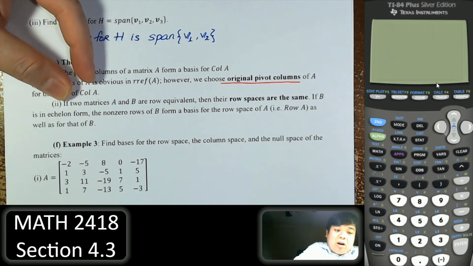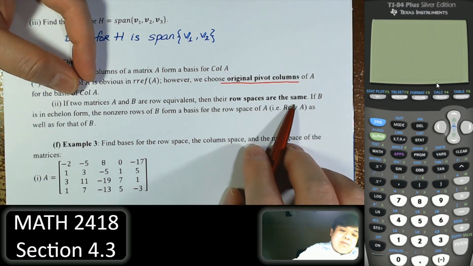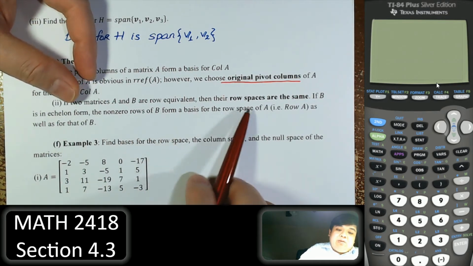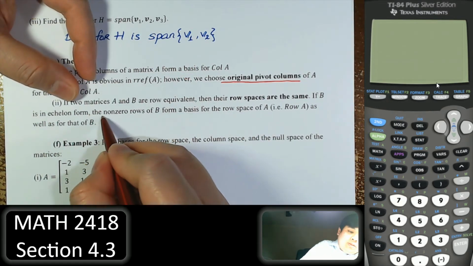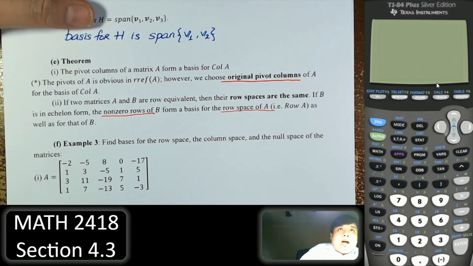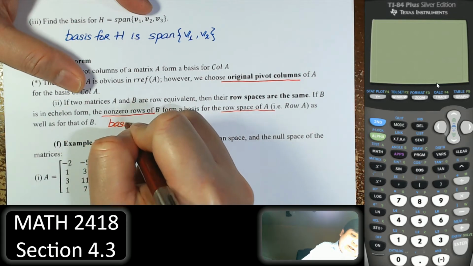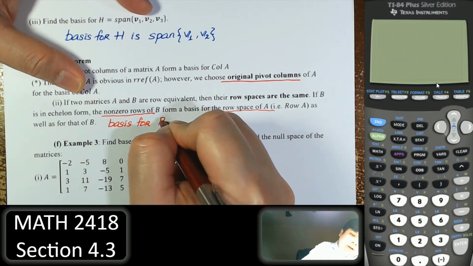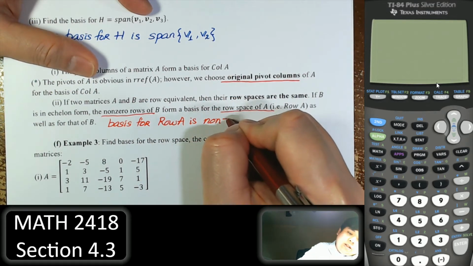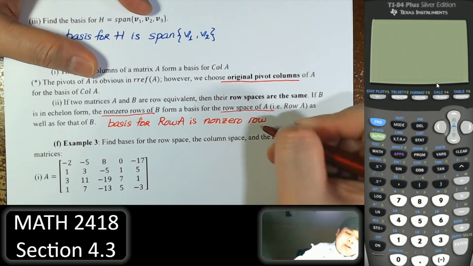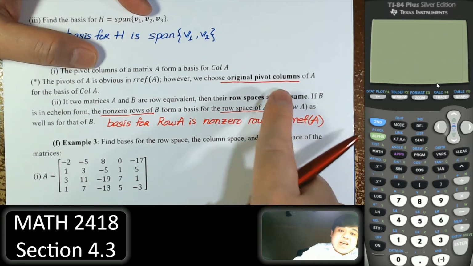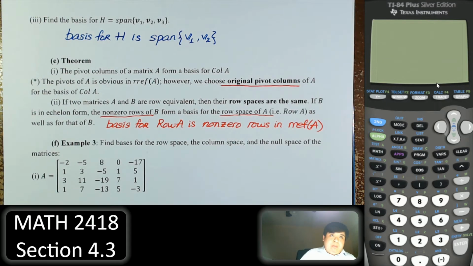If two matrices A and B are row equivalent, then the row spaces are the same. That means if B is in the reduced row echelon form, the non-zero rows of B form a basis for the row space of A. Loosely speaking, a basis for the row space of A is the set of non-zero rows in the reduced row echelon form of A. Not the case for the column. For the column, we have to look at the original matrix.